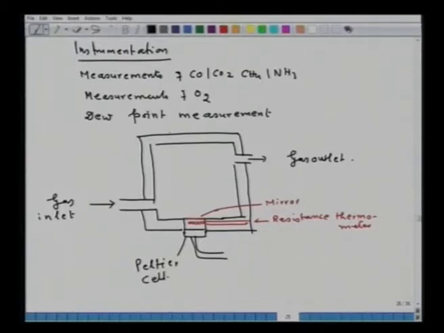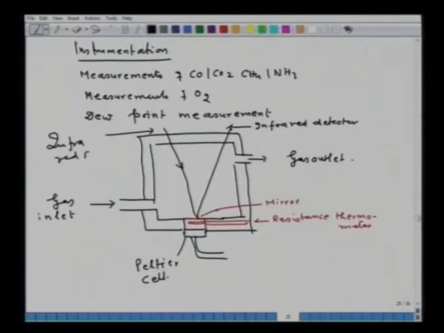So, this is the infrared source, it hits the mirror, and here you have the infrared detector. Here is the infrared source, here is the gas inlet and there is a gas outlet. Now, a light beam strikes the mirror and is reflected from the mirror and detected by the photodiode. That means you have a detector and a source.